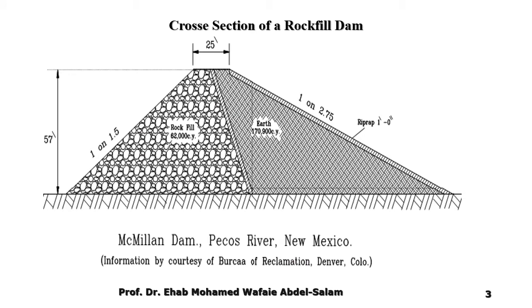There is another Rockfill Dam, Macmillan Dam, Pecos River, New Mexico. It's both Rockfill and Earth, due to upstream and downstream. Upstream Rockfill, downstream Earth. Something like that.